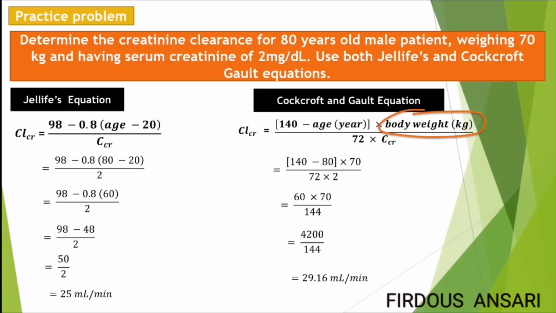So whenever you are given any problem where weight is considered, better you go with Cockcroft and Gault equation. But if in the problem only age and serum creatinine level is given, then you can go with Jellif's equation. But when body weight is present, you should go with Cockcroft and Gault equation. If the person is obese, obviously you need to go with Cockcroft and Gault equation. But anyway, if the data for weight is present, better you go with Cockcroft and Gault equation instead of Jellif's equation.